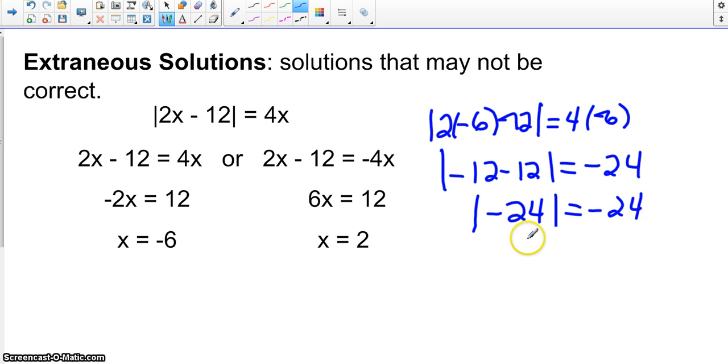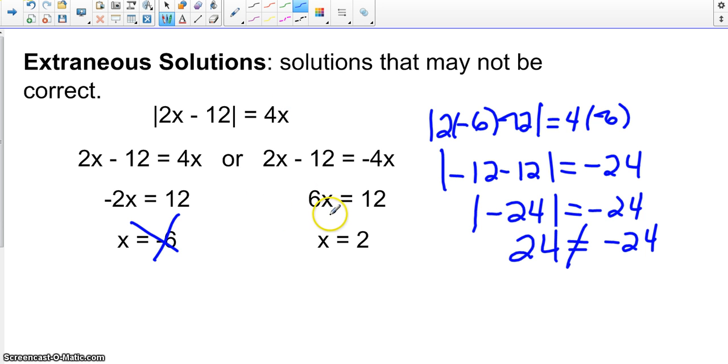And I think I see a little problem here. When I do the absolute value here, I get positive, and that is not equal to negative 24. So this answer here, x equals negative 6, does not work. We call that an extraneous solution, okay? That's a solution that may not be correct.